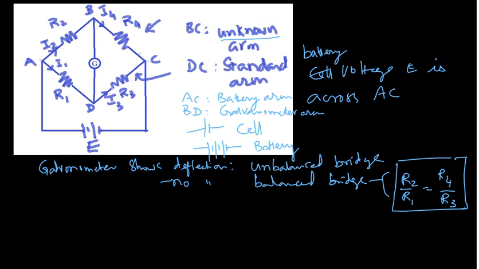Now to understand what is meant by balanced, let's suppose the current going through this is Ig, whichever way, either this way or the other way. So when Ig becomes 0, then we call it a balanced bridge. Now we are assuming that we have this Ig equal to 0. So now I am giving the derivation part of it.